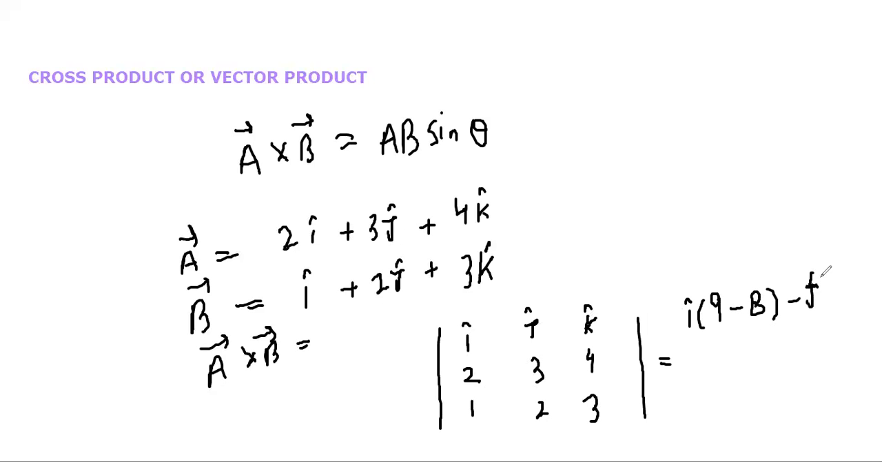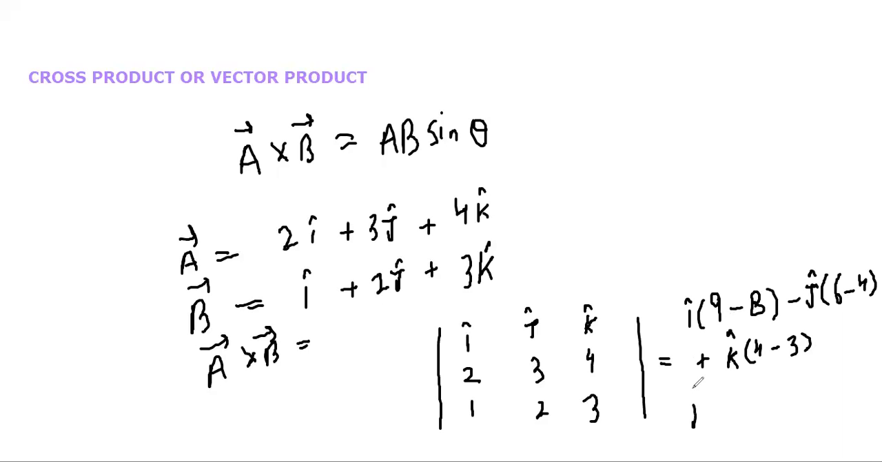For finding j cap, this column and this row would be blocked. You will again get 4 numbers, 2, 1, 4, 3. Start from the right corner again. 3 2s are 6. Minus in between. 1 4s are 4. i cap minus j cap and again plus k cap. Again this row and column is blocked, 4 numbers. Start from the right corner. 2 2s are 4, and 1 into 3 is 3.